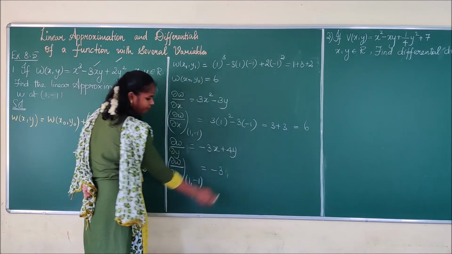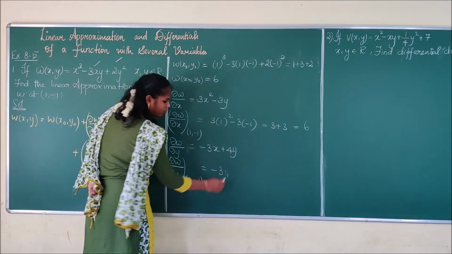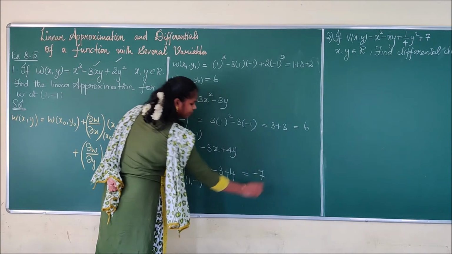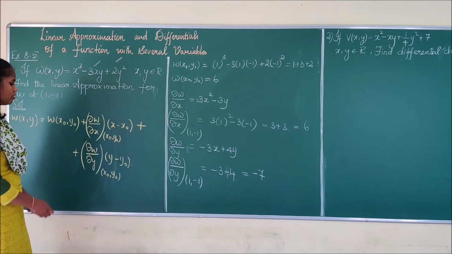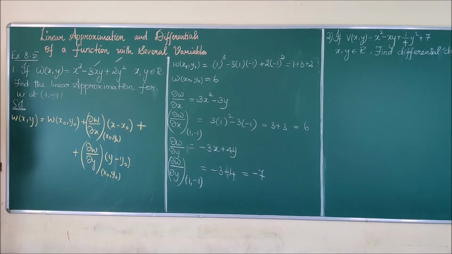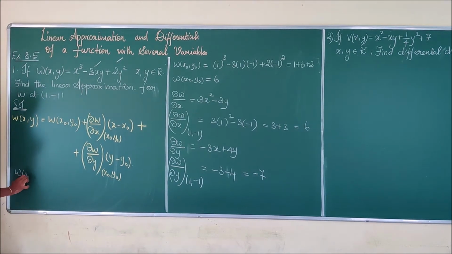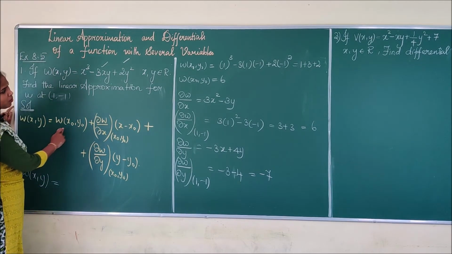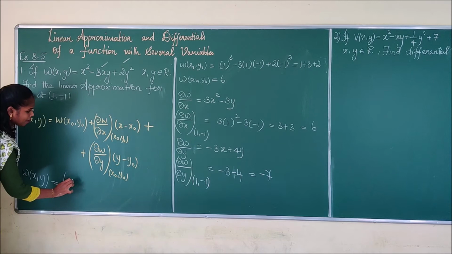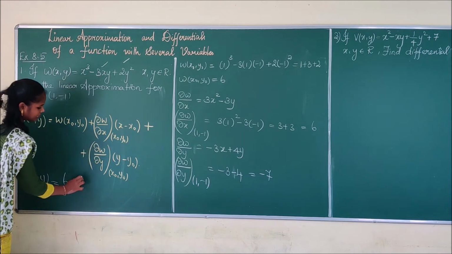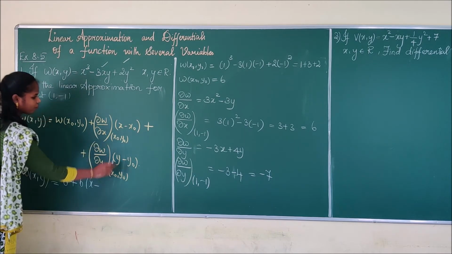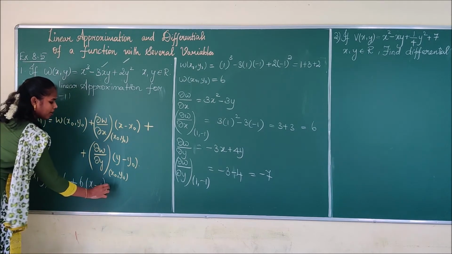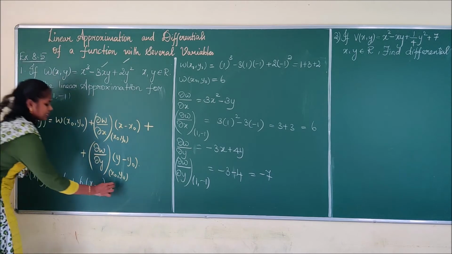when I give minus 1 for y, I will be getting minus 4 here, which is nothing but minus 7. And finally, I am going to substitute all this in this formula. That is, W of x comma y is equal to W of x naught comma y naught, which is 6. Plus, again this is also 6, into x minus x naught. My x naught is 1, so I will be giving 1 here, and this is minus 7.